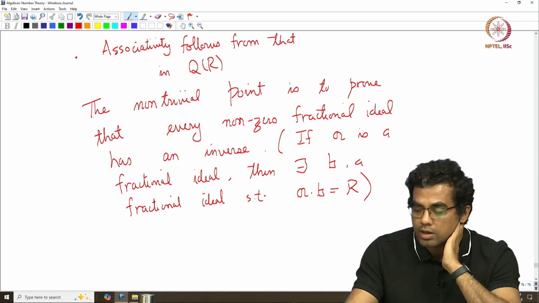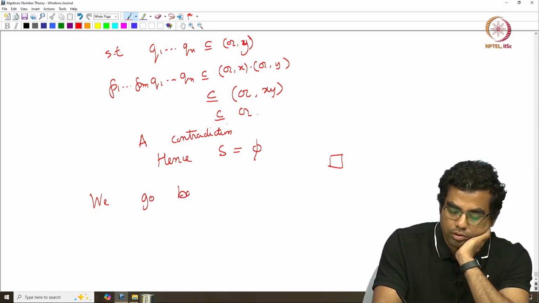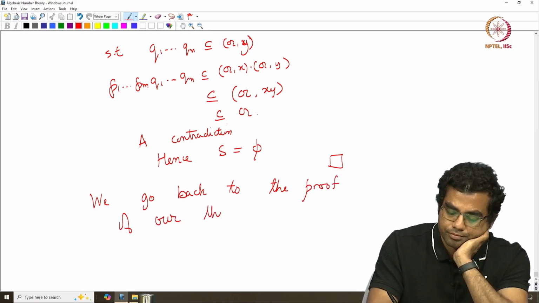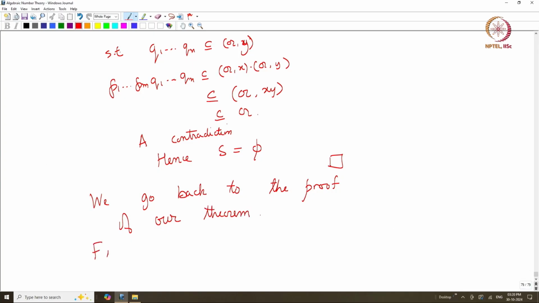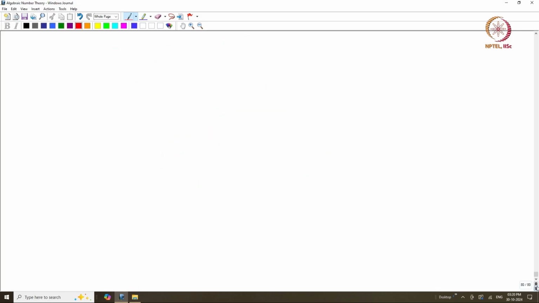Now, we go back to the proof of our theorem. So, first we prove that every non-zero prime ideal in R has an inverse. Okay. All right. So, how do we do this? Well, if you think about it a little bit, let P be a non-zero prime ideal.